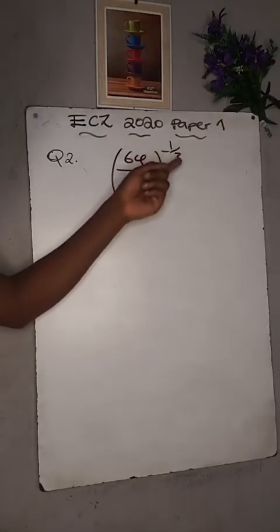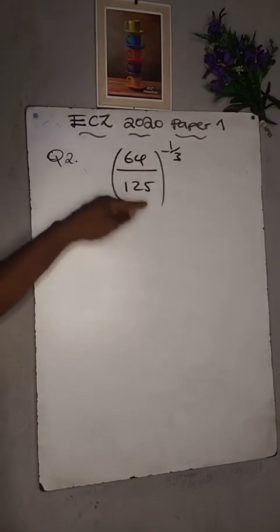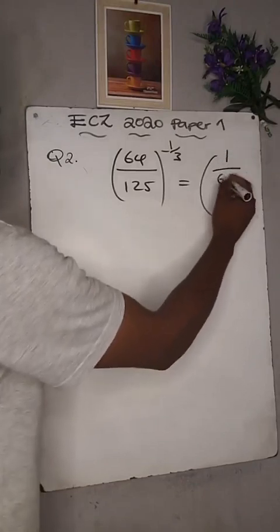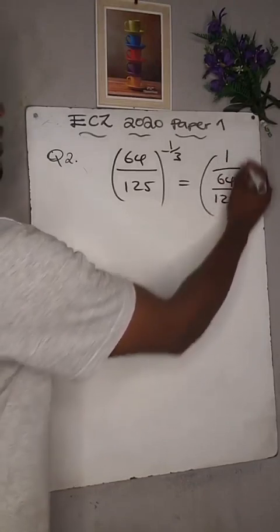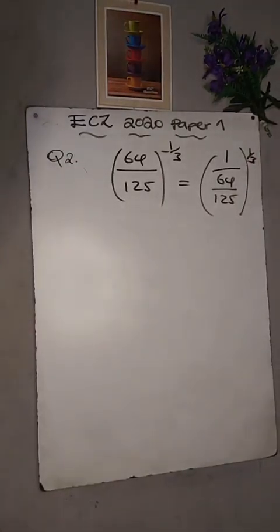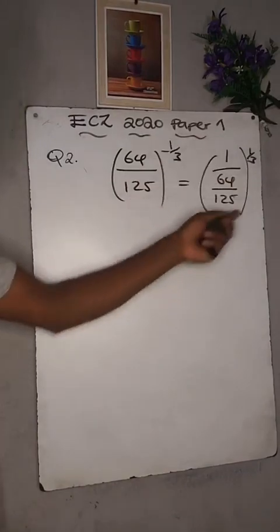When you have a fraction and the power is a negative, you reciprocate it. Because that negative can also mean something like this: 1 over (64 over 125) to the power 1 over 3. That's what it means. It's an inverse, okay? So it can be written as that.